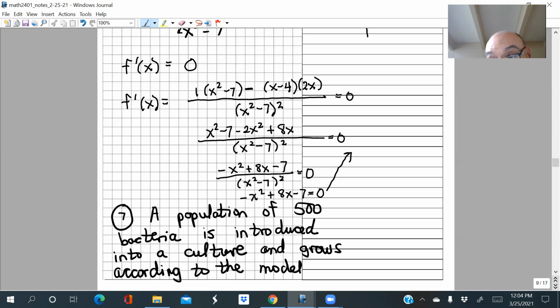Now, don't forget to multiply every term, though. So -1 times minus x squared gives me positive x squared. That's what I want. -1 times positive 8x is minus 8x. And then -1 times -7 is +7. And then don't forget, also multiply the -1 times 0. But that's not going to make any difference because -1 times 0 is still 0. See, this looks like a much more friendly quadratic equation for factoring.